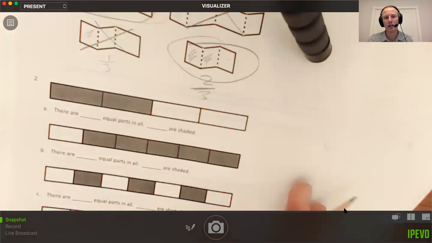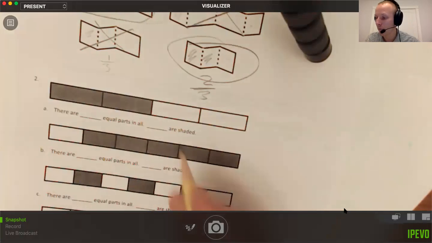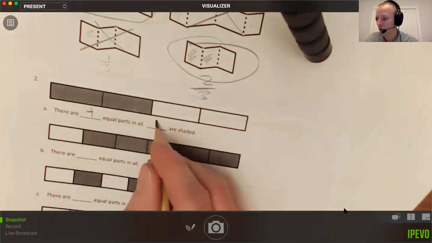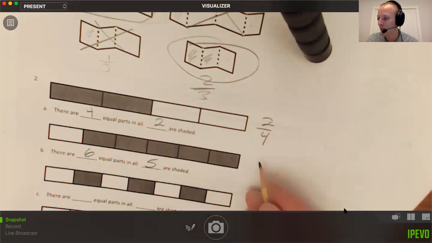All right, now we move on to, they've shaded some parts for us, and we are going to say there are a certain number of parts in all, and then we're going to say how many are shaded. So there are 4 parts in all, 2 are shaded. They're not asking for this, but I could write it as 2/4. 2 shaded out of 4. There are 1, 2, 3, 4, 5, 6 parts in all, and 5 are shaded. They're not asking for this, I'm jumping ahead a little bit, but 5 parts out of 6 are shaded.